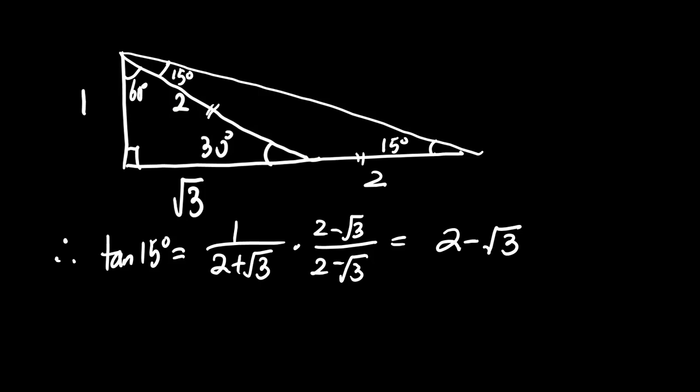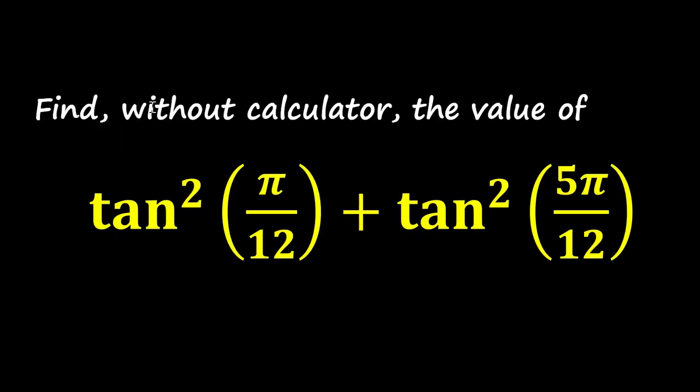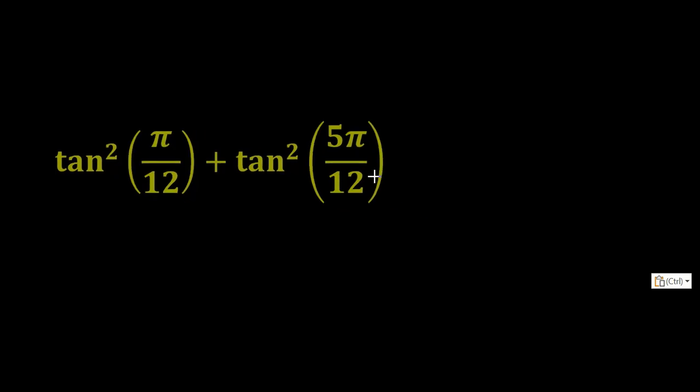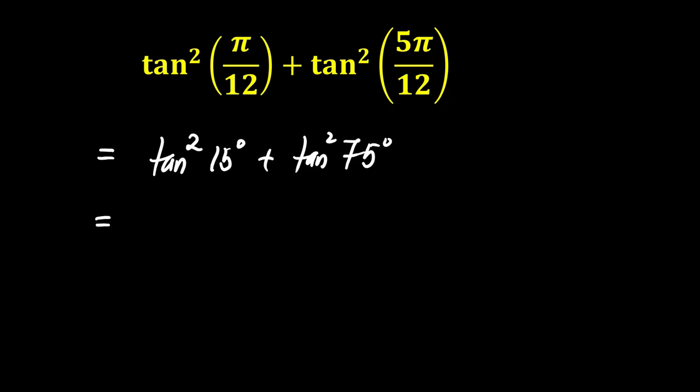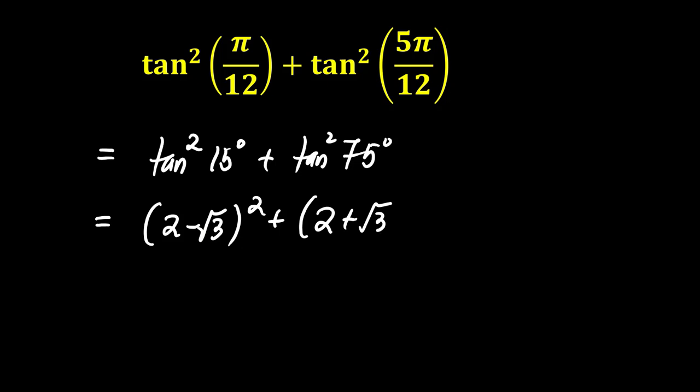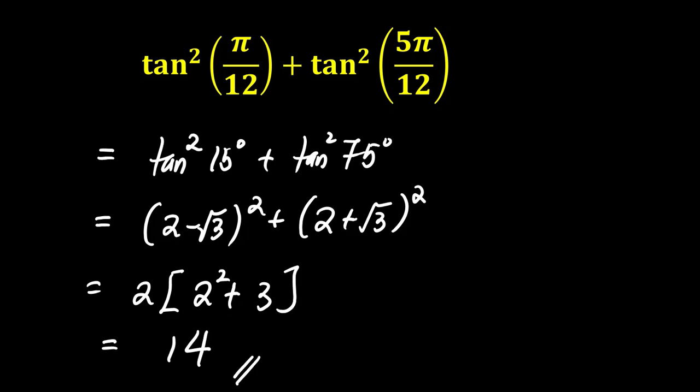tangent of 15 degrees equals 2 minus square root of 3, and tangent of 75 degrees equals 2 plus square root of 3. Substituting these values, the expression becomes 2 minus square root of 3 squared plus 2 plus square root of 3 squared. Expanding, we have equals 2 times open bracket, 2 squared plus 3 close bracket equals 14. So the final answer is 14.